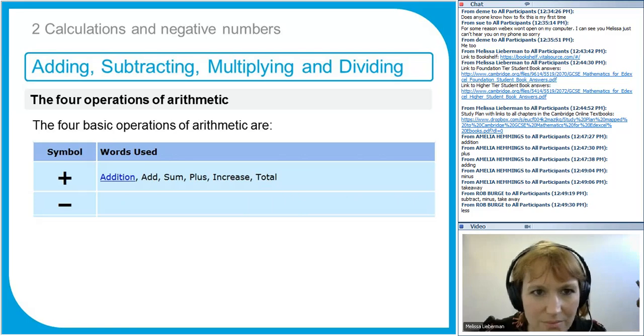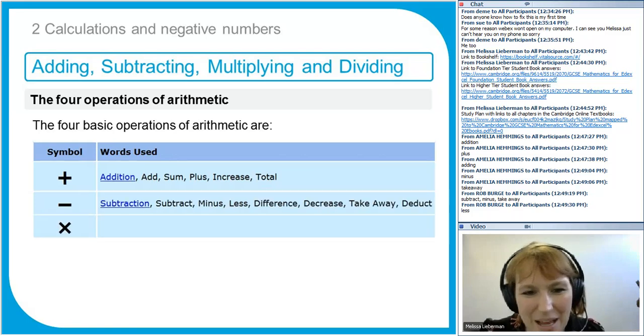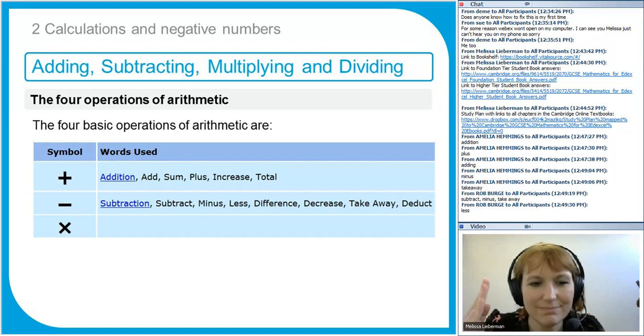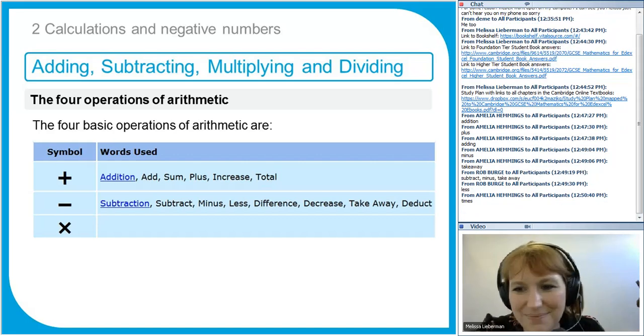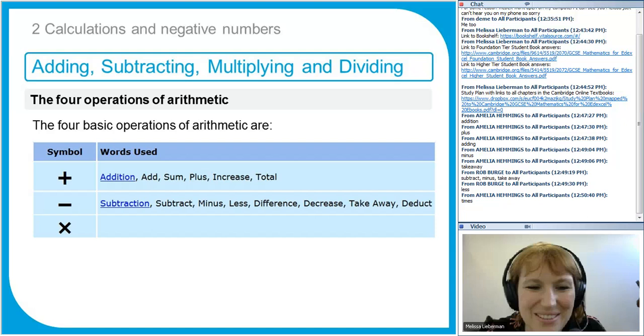How about this one? Whoops, went back to my slide. What does that one mean? It's not an X. Times, brilliant. Okay, so it means times, multiply, how many, lots of.